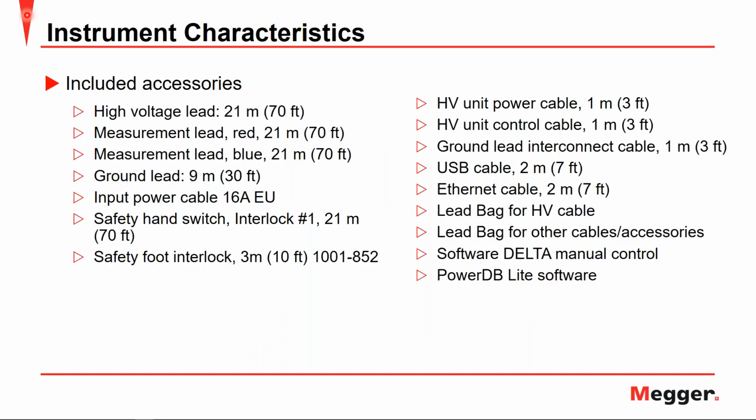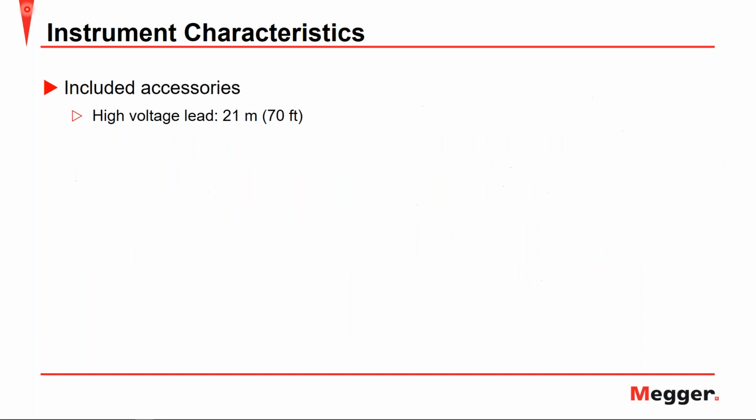The Delta 4000 also comes with several included accessories: high voltage lead, measurement leads, your ground leads, input interlocks, which we'll go into, interconnecting cables, as well as communication cables, your lead bag, and then software. And we're going to take a look at these individually as well.